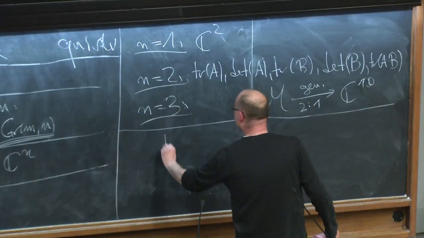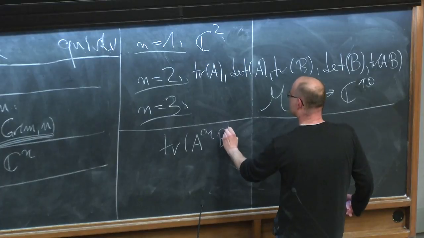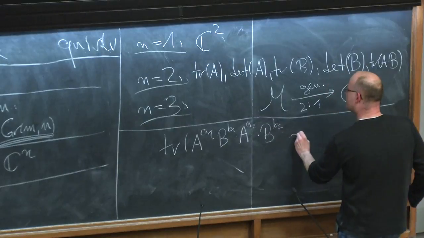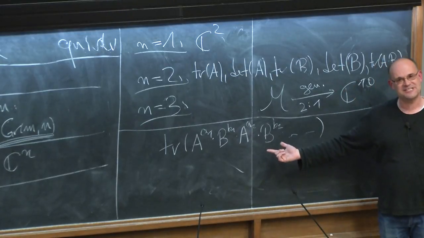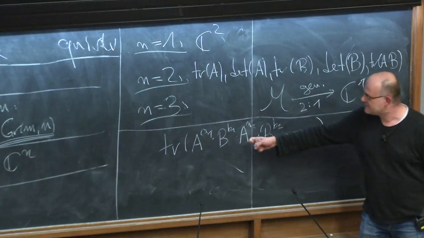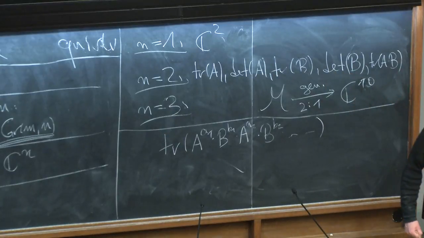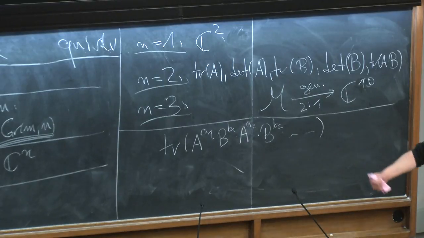So here's a general recipe for producing invariants. Take a certain power of A, multiply by a certain power of B, multiply by a certain power of A, multiply by a certain power of B. Keep going on, and at the end of that, take the trace. If you conjugate A and B with the same invertible matrix, then in the middle, all the g g-inverse pairs eat up each other, and you know that the trace is invariant under conjugation. And there's an extremely beautiful result of Procesi saying that if you take all of these invariants, they separate the equivalence classes.